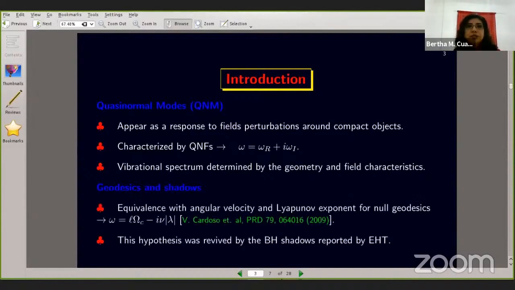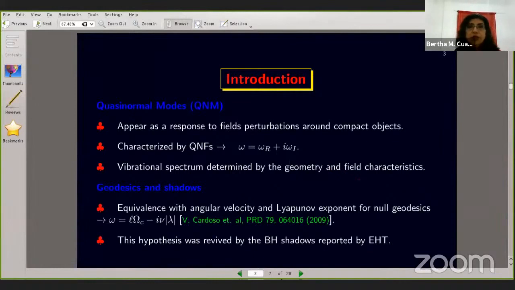Now, talking about the shadow side and the geodesic things, some years ago, Cardoso and his colleagues proposed some equivalence between the quasi-normal frequencies and some geodesic quantities. In particular, they proposed that the real part of a quasi-normal frequency is related to the angular velocity of null geodesics. And also, the imaginary part of this frequency is proportional to the Lyapunov exponent for these null geodesics.